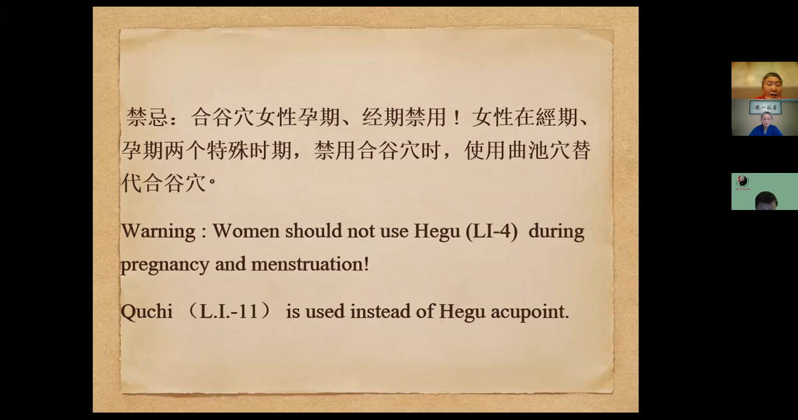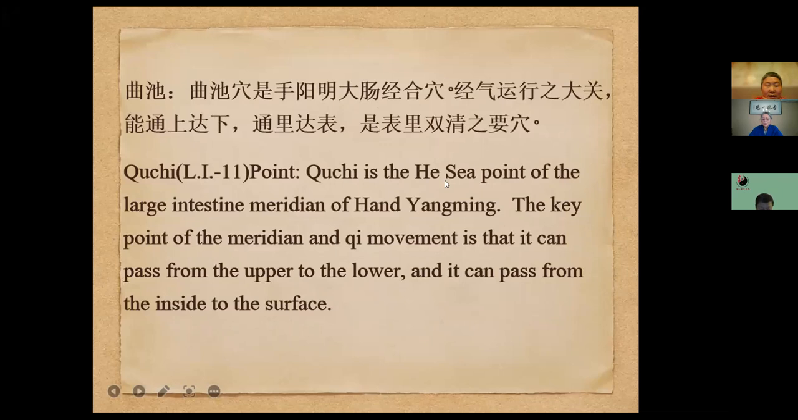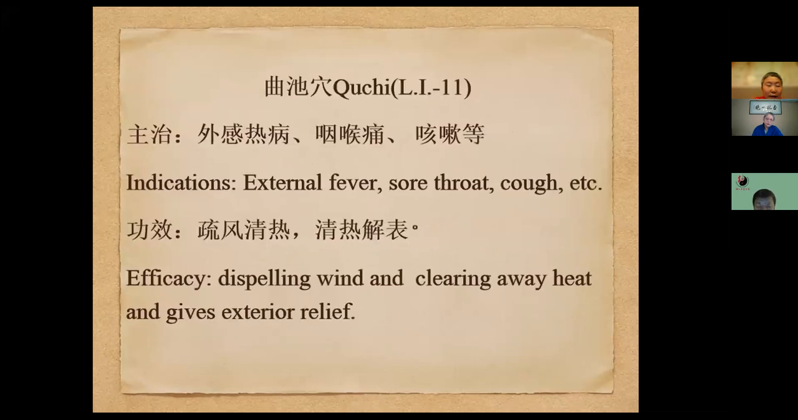曲池穴呢，它是手阳明大肠经的穴位。曲池 point L111 is the He-Sea point of the large intestine meridian of Hand Yangming. The key point of the meridian and the qi movement is that it can pass from the upper to the lower and from the inside to the surface. 曲池 is really good. 它也有这个功能，但是只是没它那么强大，但是也能够达到目的。曲池 is not as strong as 合谷. The 曲池 indications: external fever, sore throat, cough. The effect: dispelling wind and clearing away heat, and giving external relief.